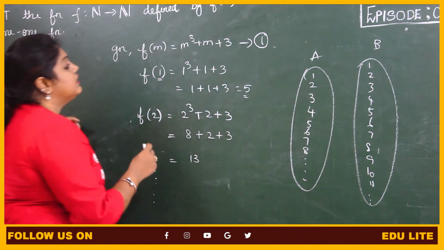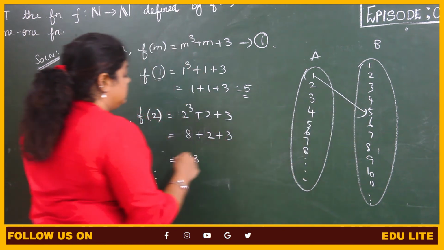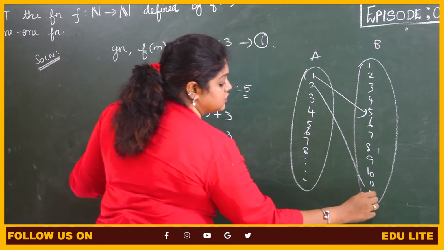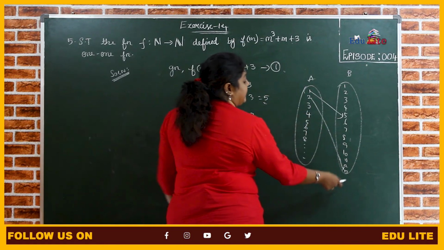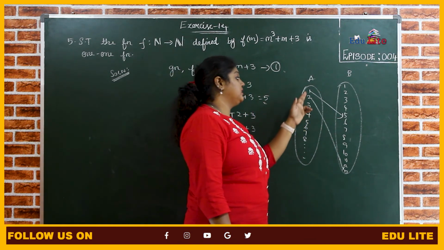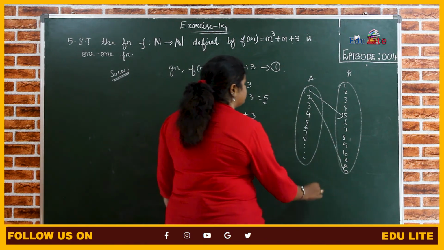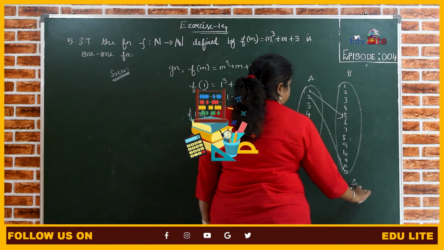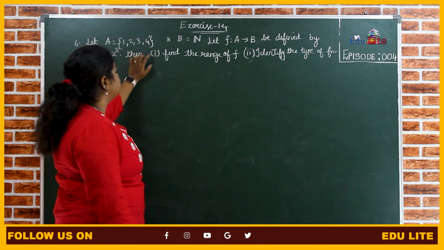So according to the given function, 1 is mapped to 5. Next 2 is mapped to 13. If I take 3, I will get the next number after 13. So from this itself we can come to the conclusion that every distinct element has a distinct image. Therefore this is a one-to-one function.